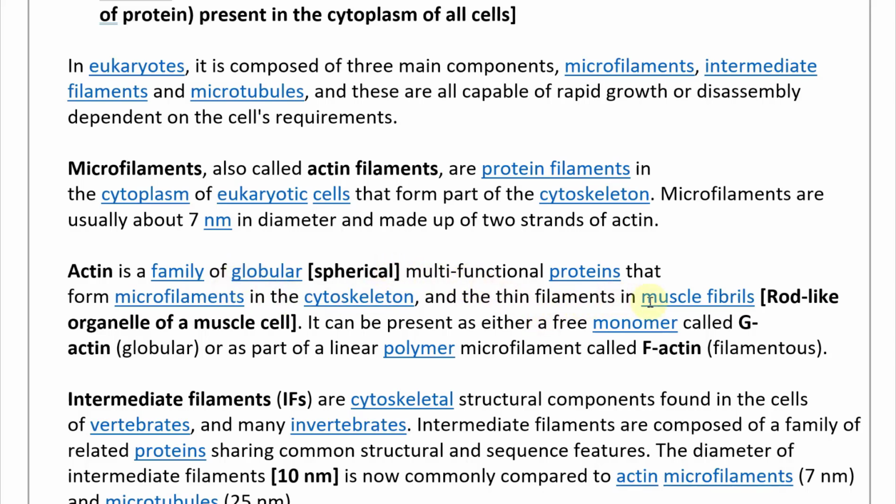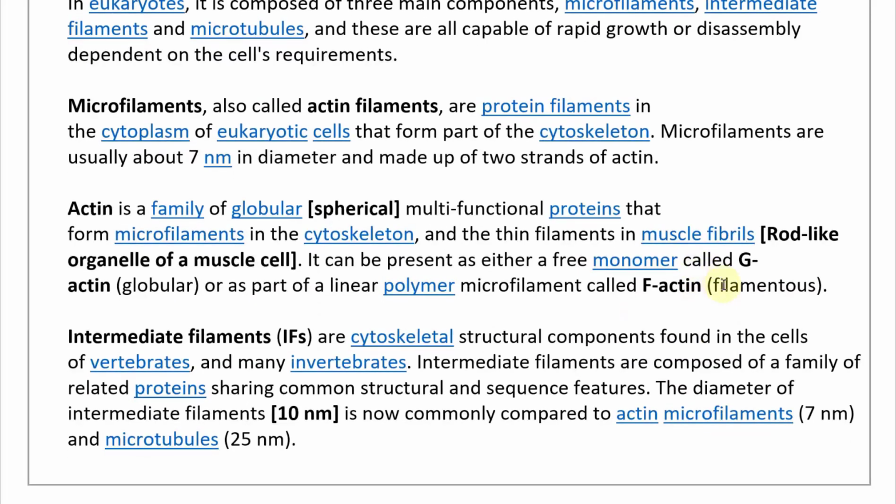The thin filaments in muscle fibrils. Oh yeah, I think it's pronounced fibrils. Again, I had to Google search that. So they're rod-like organelles of a muscle cell. Actin can be present as either a free monomer called G-actin, which is G for globular, or as part of a linear polymer microfilament called F-actin, which is F for filamentous. Yeah, I think that's correct.